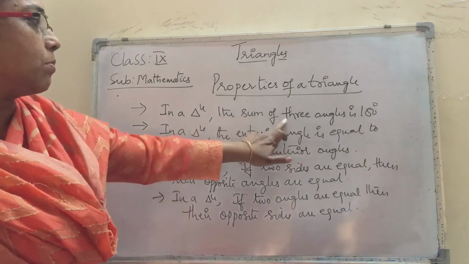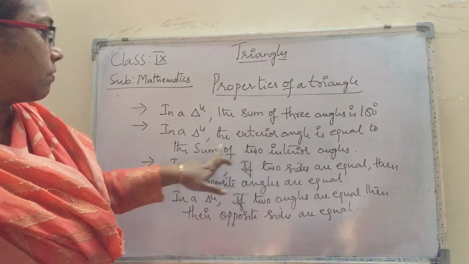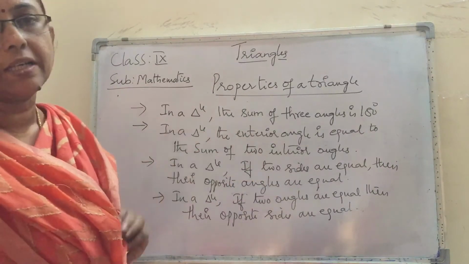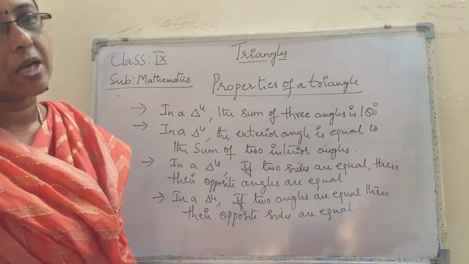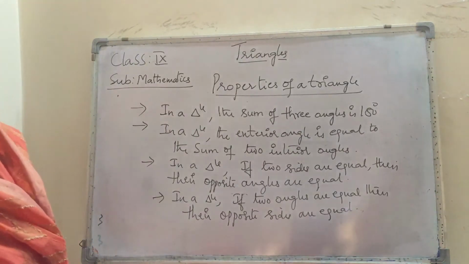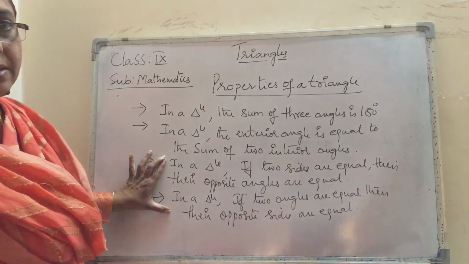In a triangle, the sum of 3 angles is 180 degrees. In a triangle, the exterior angle is equal to the sum of 2 interior opposite angles. These 2 properties we have already proved in the lines and angles chapter. Now in this module, we are going to discuss the other 2 properties.